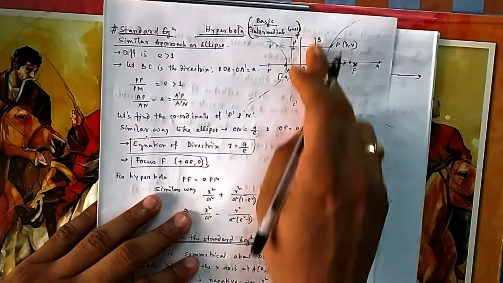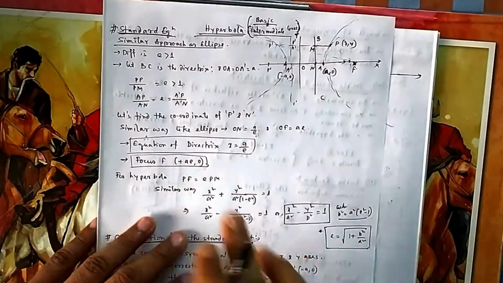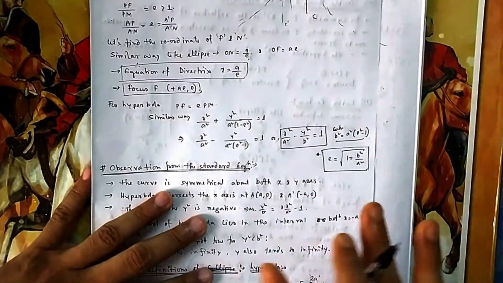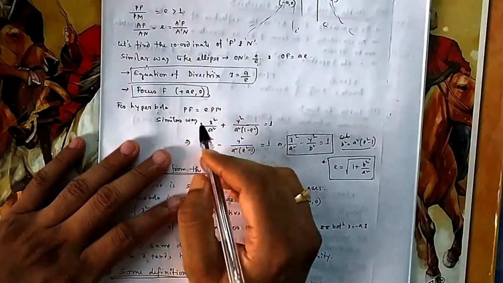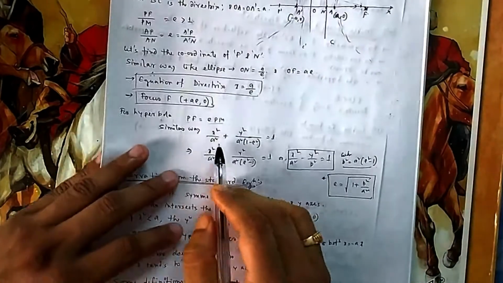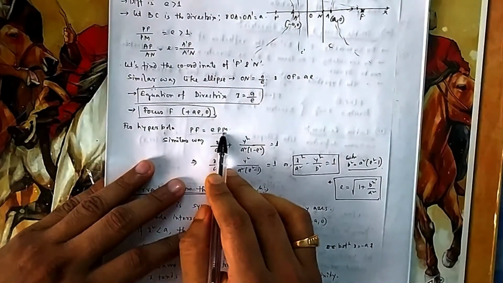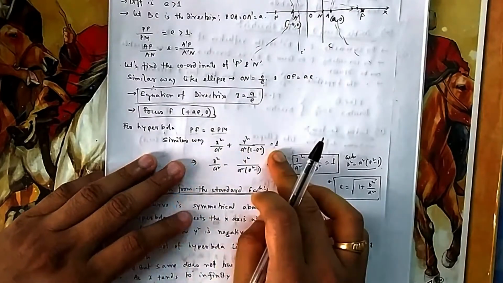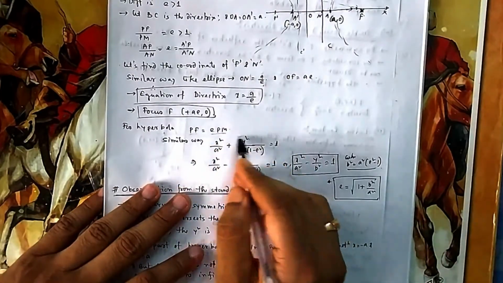What is the equation of directrix? It is at one focus and one directrix; another one will come later on. Similarly for hyperbola, you know PF should be equal to E times PM. So the distance from the point should be E times the distance from the line, in a similar way to what you have done for ellipse. You will find this equation in ellipse also.